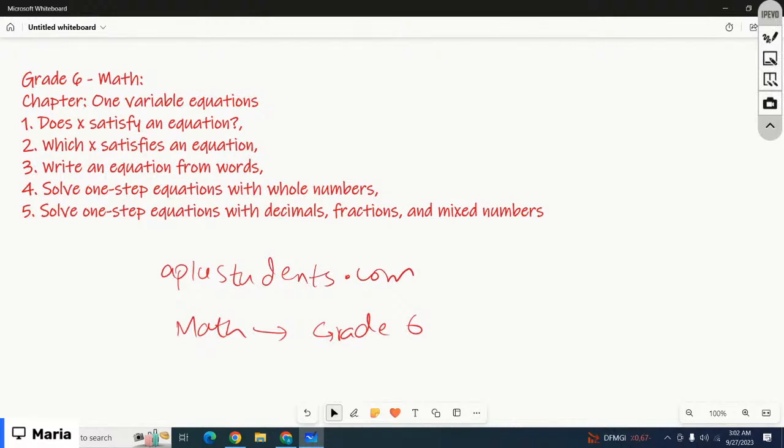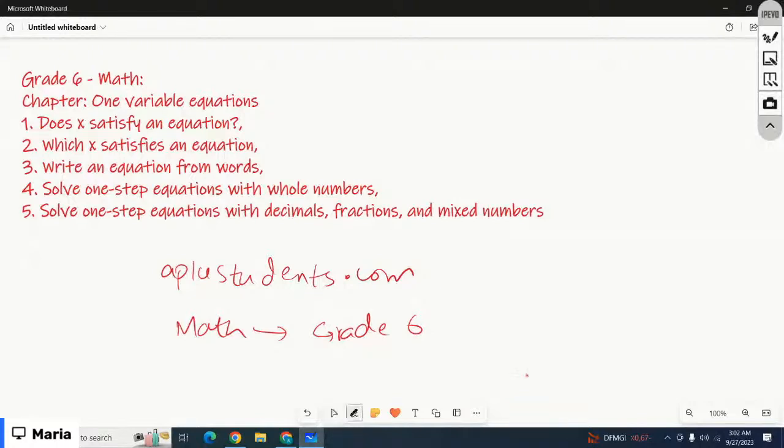We're going to start with chapter one, variable equations, and the lessons we are going to cover from the chapter are: Does x satisfy an equation? Which x satisfies an equation? Write an equation from words. Solve one step equation with whole numbers. Solve one step equation with decimals, fractions, and mixed numbers. Let's start with the very first lesson, that is, does x satisfy an equation?